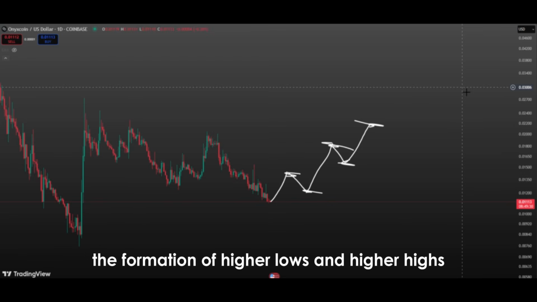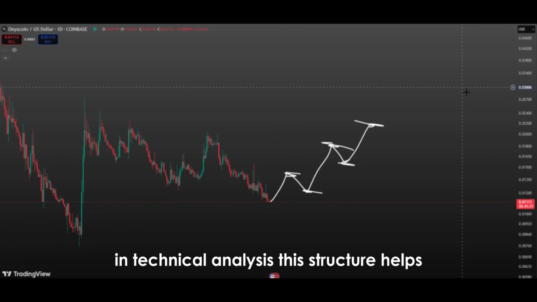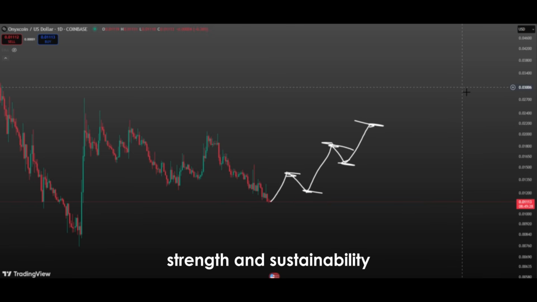In conclusion, the formation of higher lows and higher highs is one of the most reliable indicators of an uptrend in technical analysis. This structure helps investors understand the trend's direction, strength, and sustainability.